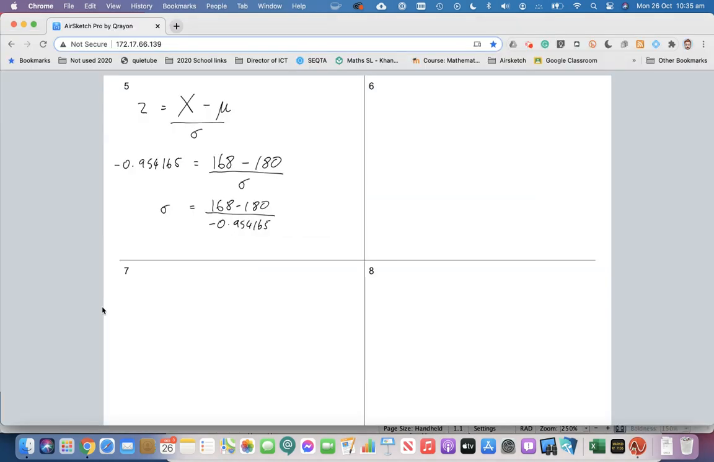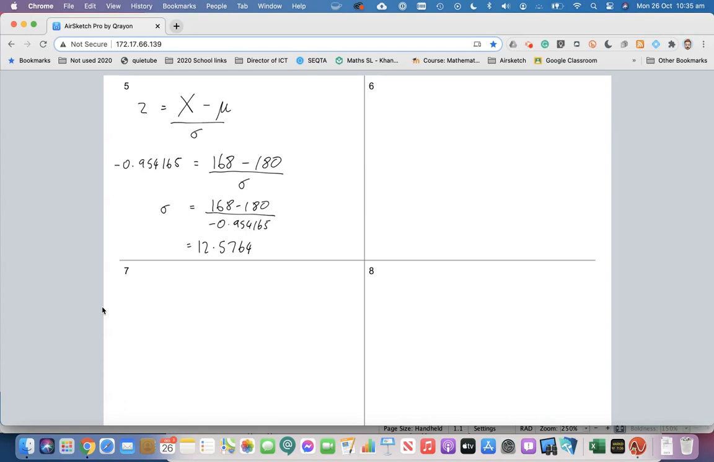So that equals 12.5764. That is the standard deviation for the data that we actually have. Okay, a bit over 12 and a half. What are we going to do with that? Well, it's not too bad.